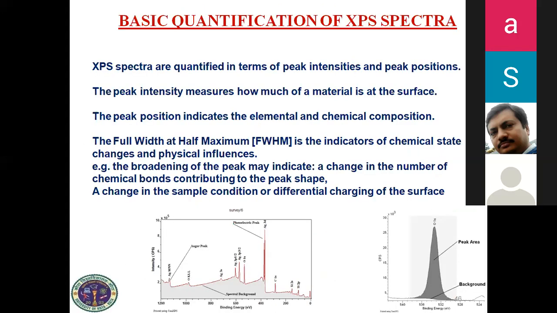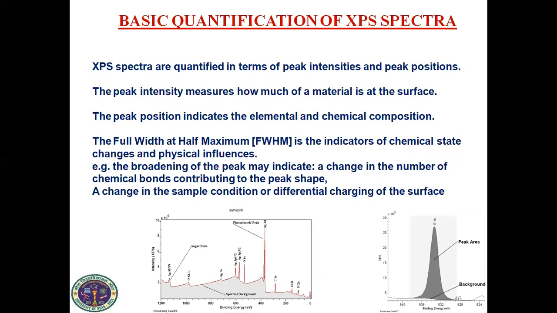Now, after this spectral lookup, we have to quantify the XPS spectrum. The XPS spectrum represents the number of electrons of a given energy and includes both a contribution from background signal and also resonance peaks characteristic of bound states of electrons in the surface atom. So these spectra are quantified in terms of peak intensities and peak position.